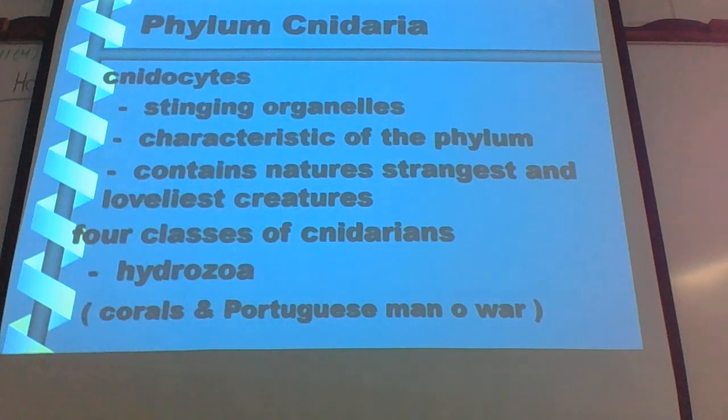Now, one of the questions that you didn't know was going to be on your exam yesterday, it's handwritten: describe some of the characteristics of the phylum Porifera. Here again, you're going to have to be able to describe some characteristics of the phylum Cnidaria. And here is one. It's a characteristic of the phylum that they have stinging organelles and stinging cells. Those are what we call cnidocytes.